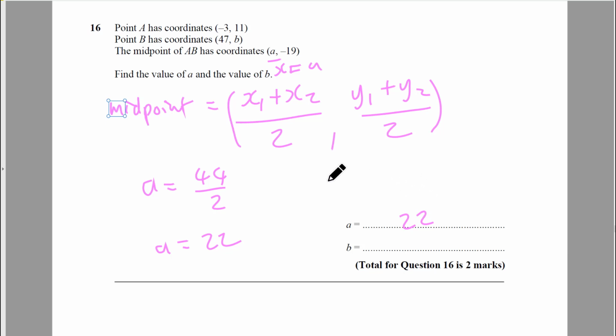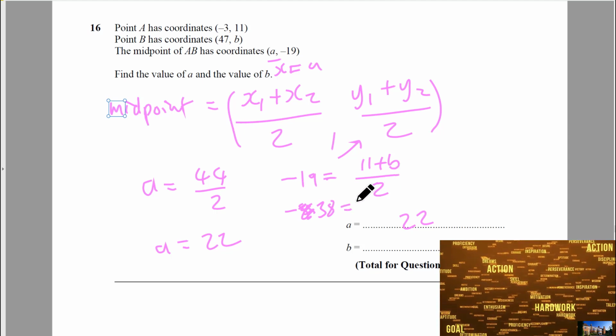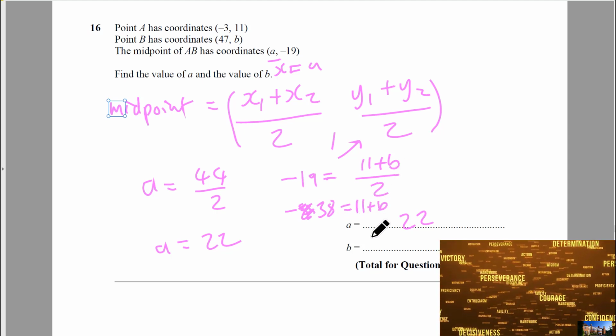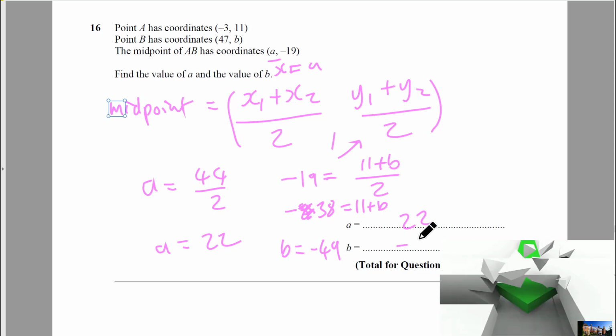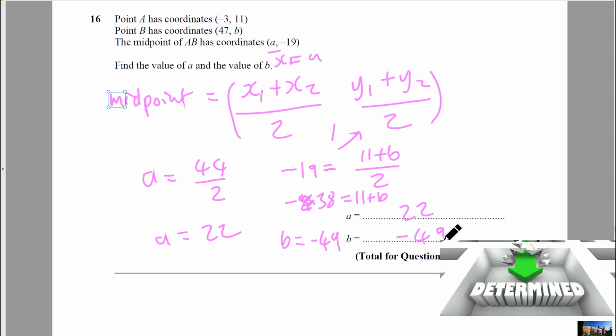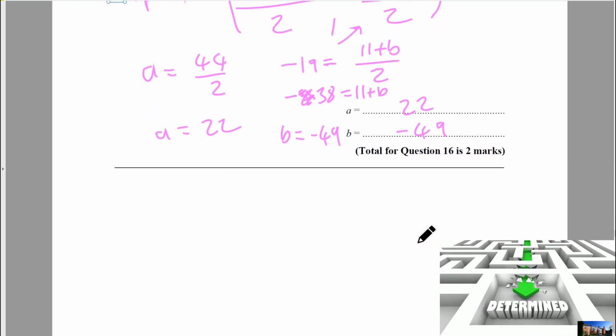Now B, we've got minus 19 for this coordinate here, because this is the midpoint. Minus 19 is going to equal 11 plus B over 2. So we just solve that. We've got minus 38, by multiplying both sides by 2, equals 11 plus B. Minus 11, so B equals minus 49. So use your thinking skills, and if you do that, there's so many questions that look a bit challenging, but you just got to think your way through it.